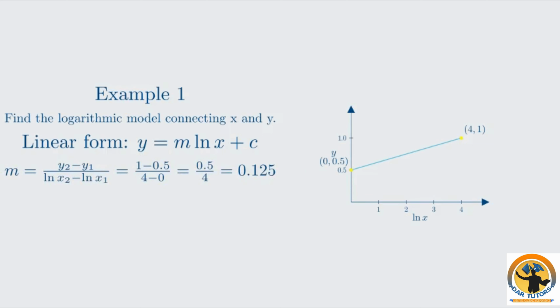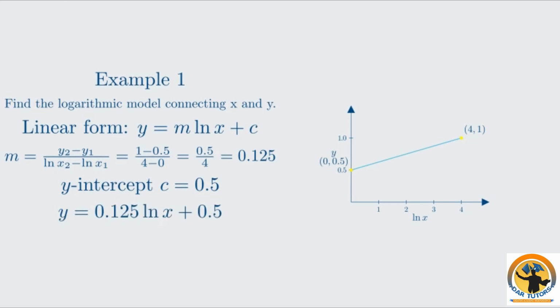The gradient m is the change in y divided by the change in ln x. Using our 2 points, that's 1 minus 0.5, divided by 4 minus 0, which equals 0.5 over 4, or 0.125. The gradient tells us the coefficient b in our logarithmic model. Next, the y-intercept. The line passes through the point where ln x is 0, which is the y-axis. From the graph, we can see the line intersects the y-axis at 0.5. So, our y-intercept c is 0.5. This gives us the coefficient a in our model.